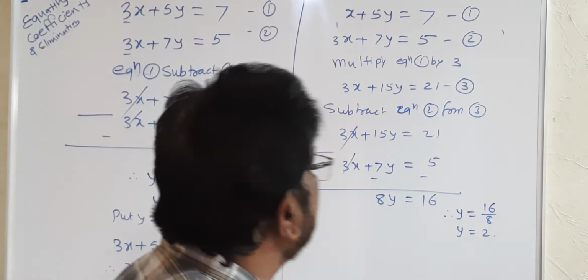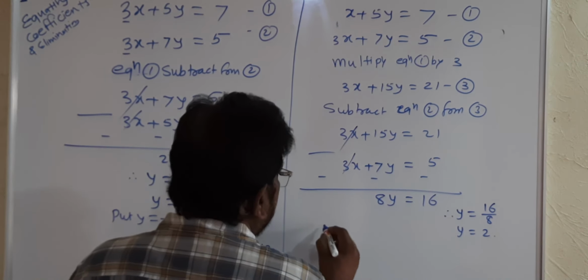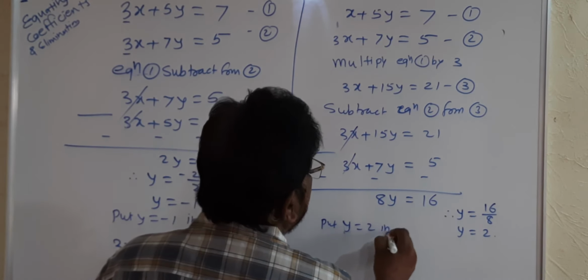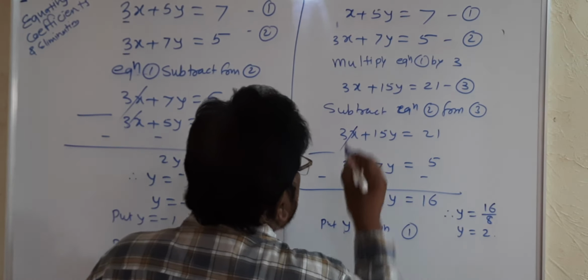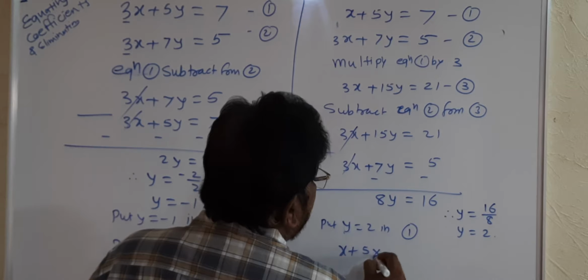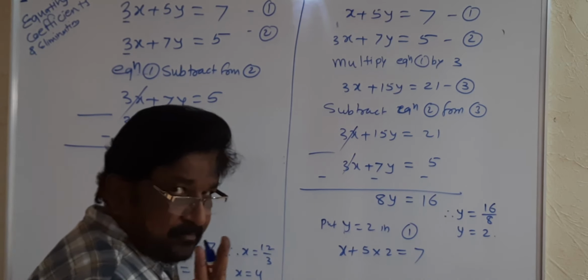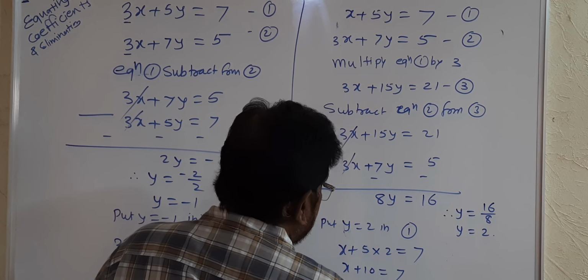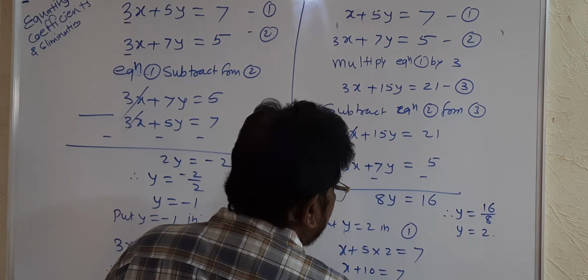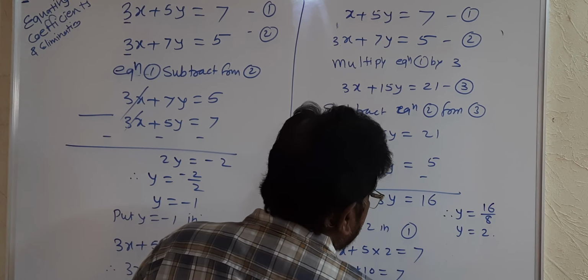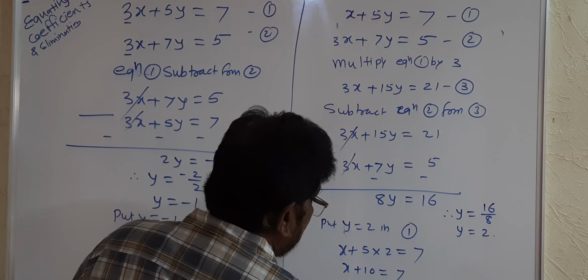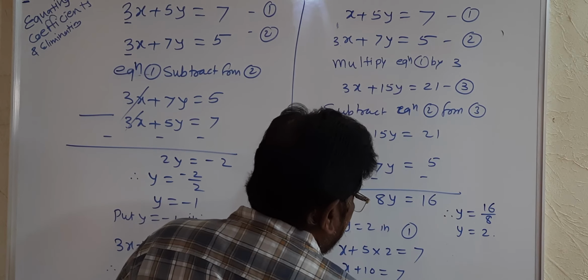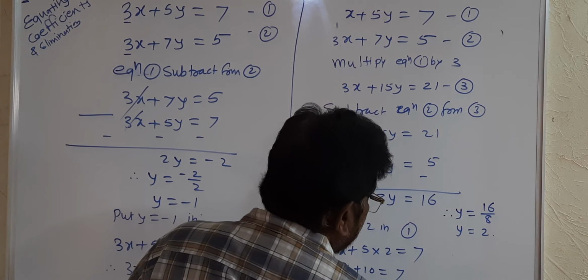Put the value of y in any of these equations. Put the value, that is y is equal to 2 in say 1. So it will be x plus 5 into 2 is equal to 7. So x plus 10 is equal to 7. Therefore x is equal to 7 minus 10. Therefore x is equal to minus 3. Our solution set for these two simultaneous equations will be minus 3 and 2.